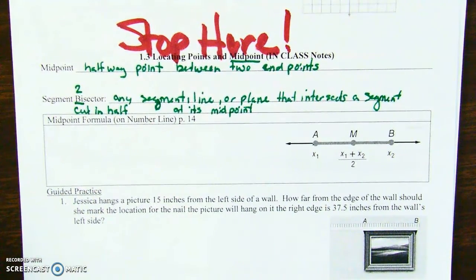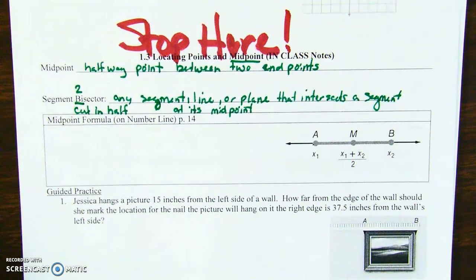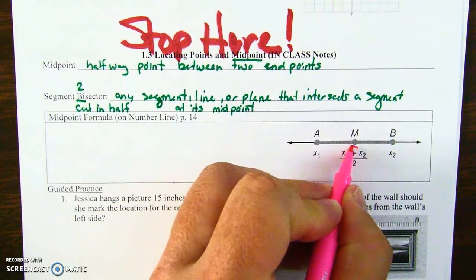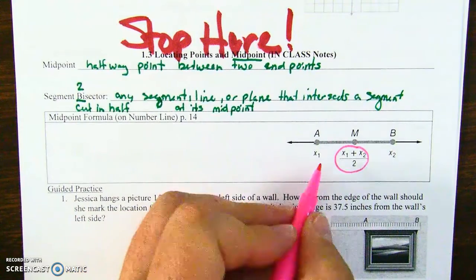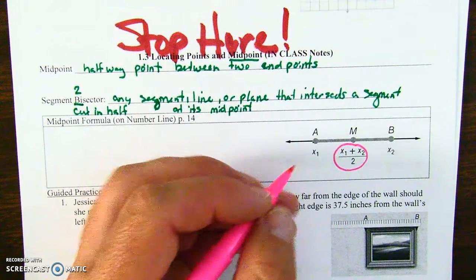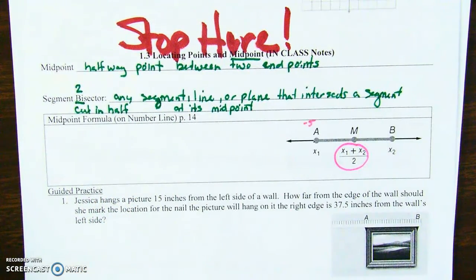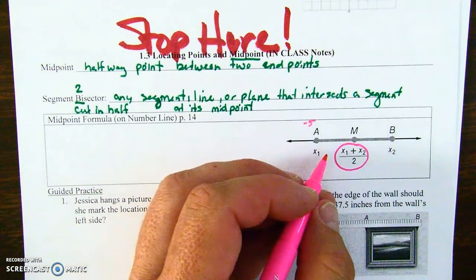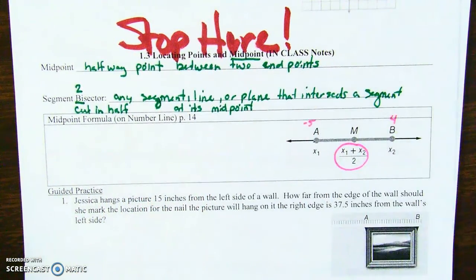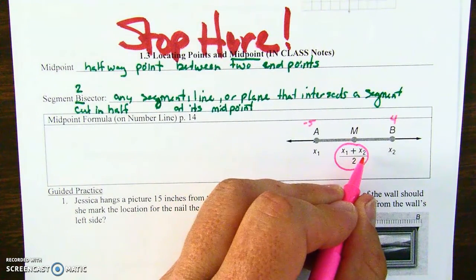So here's our midpoint formula. Let's go a different color. The way I like to show this is, if you circle it, this is the formula. Even if it's on a number line or a graph, it tells us we want to cut this in half. Say A is at -5 and B is at 4, on a number line. We take these two numbers, add them together and divide by 2.